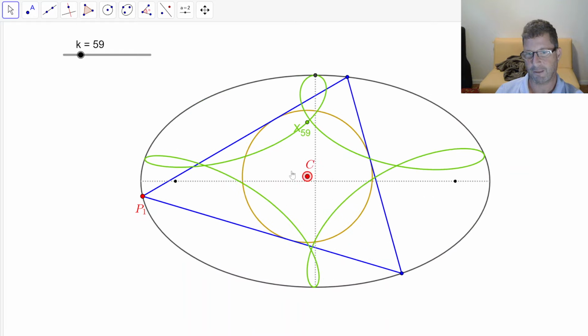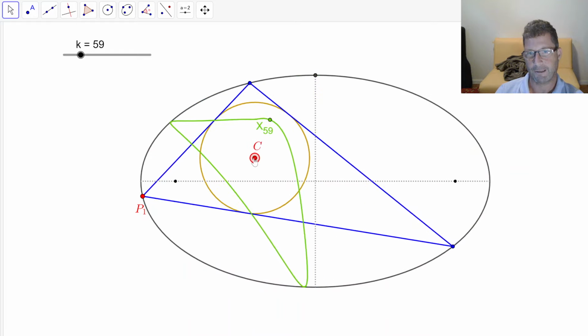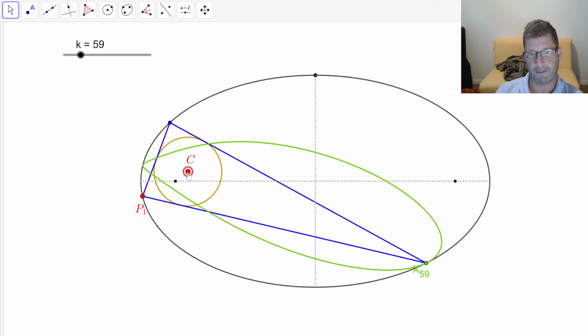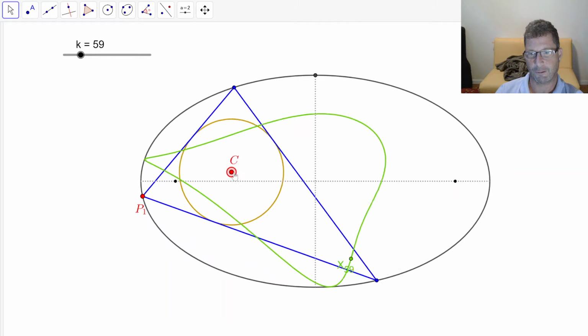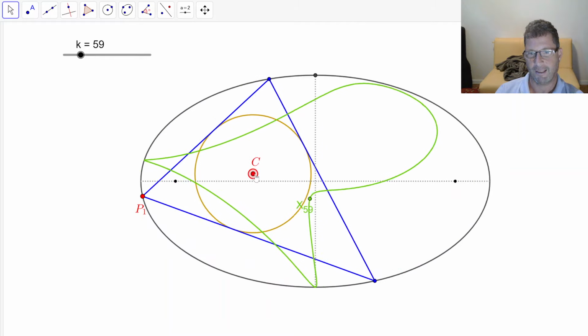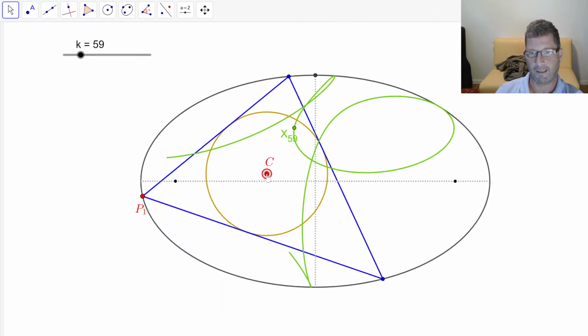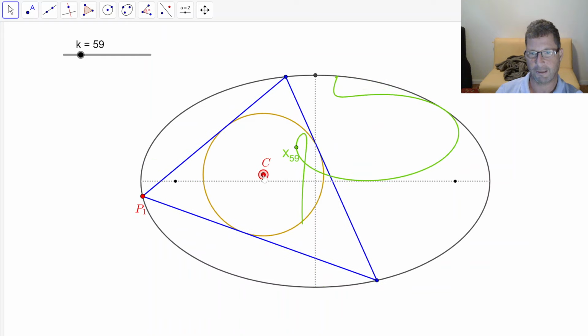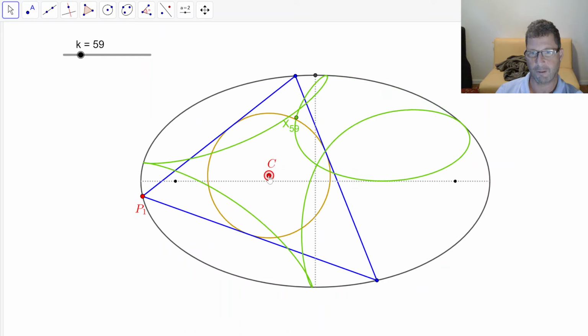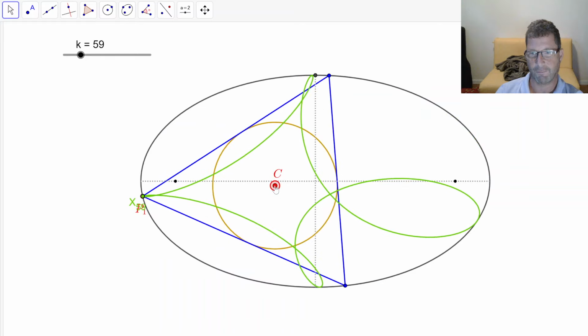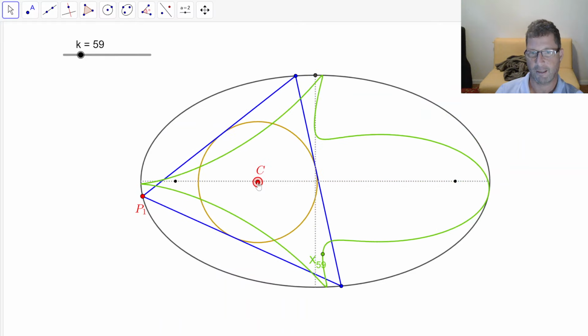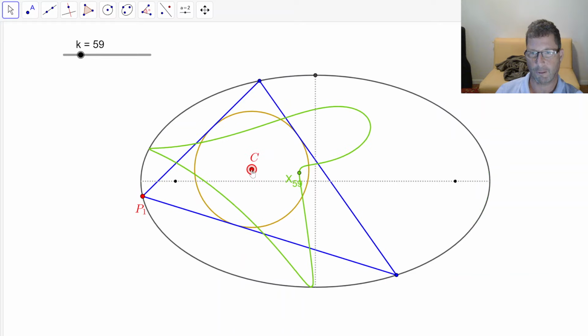So here's x59 for you. You can see it can be as simple as something like that. No self-intersections when C is close to the boundary, but as you start approaching the center, it wants to curve on itself and change its topology. Quite interesting, right? Here's the new topology with four self-intersections, and then here you have no self-intersections. Quite cool.